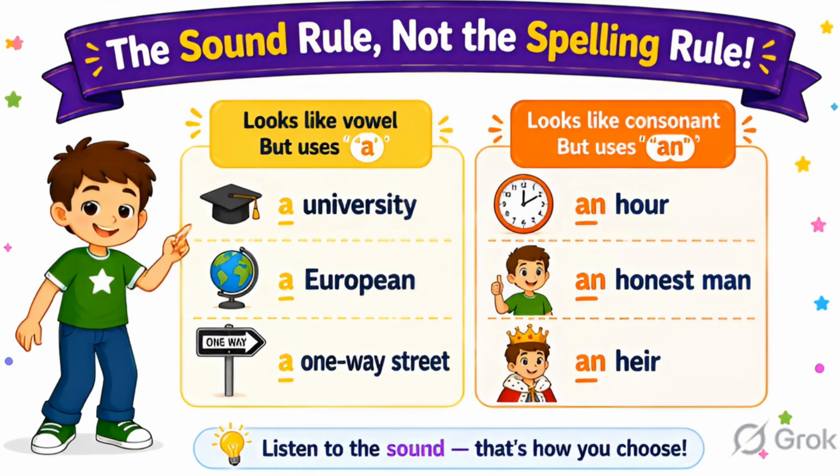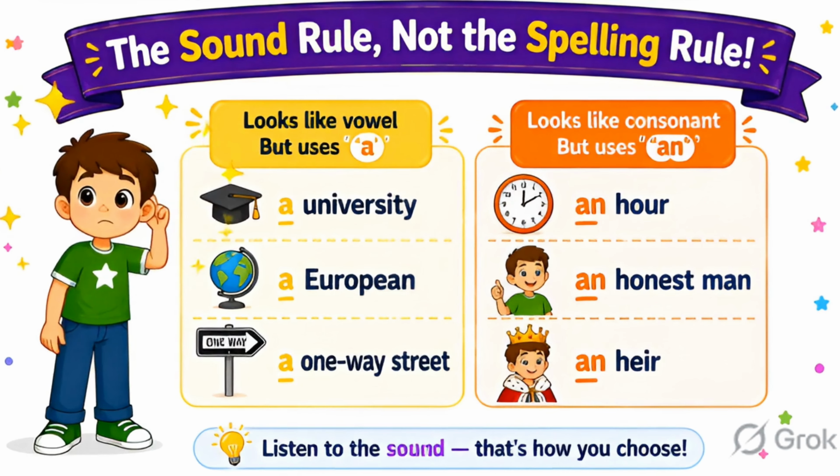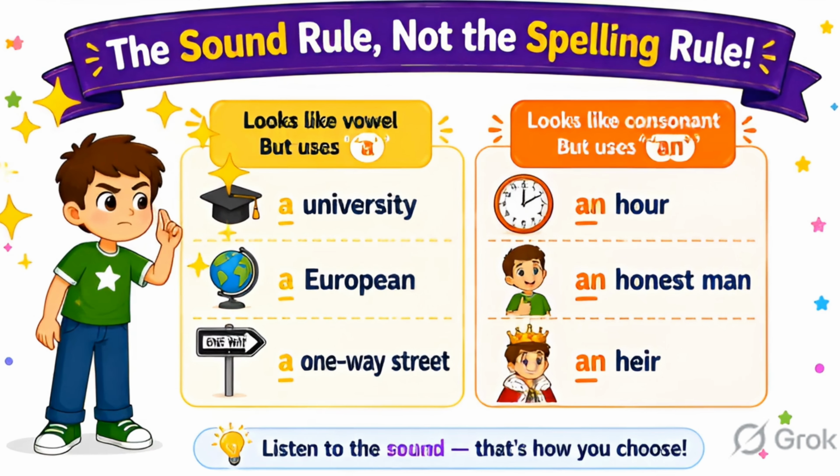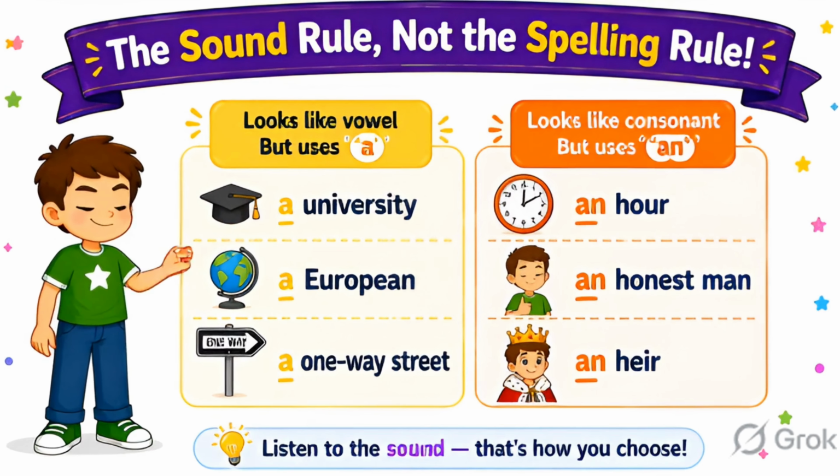Remember, it's about the sound, not the spelling. University starts with a vowel letter, but a consonant sound, so we say a university. Hour starts with a consonant letter, but a vowel sound, so we say an hour.